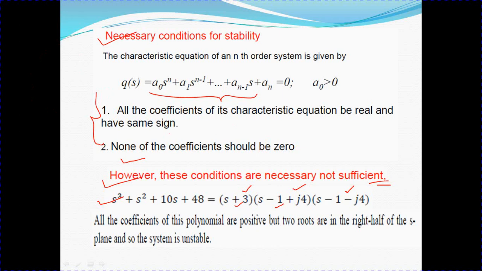So that's why these two conditions are necessary conditions but not sufficient conditions. Once the characteristic equation is known, first we need to check the necessary conditions. So what are those? You need to check that from a0 to an, all must have the same sign, and none of the coefficients must be absent. These two conditions we need to check, and then we check the stability of the given system by using the RH criteria.